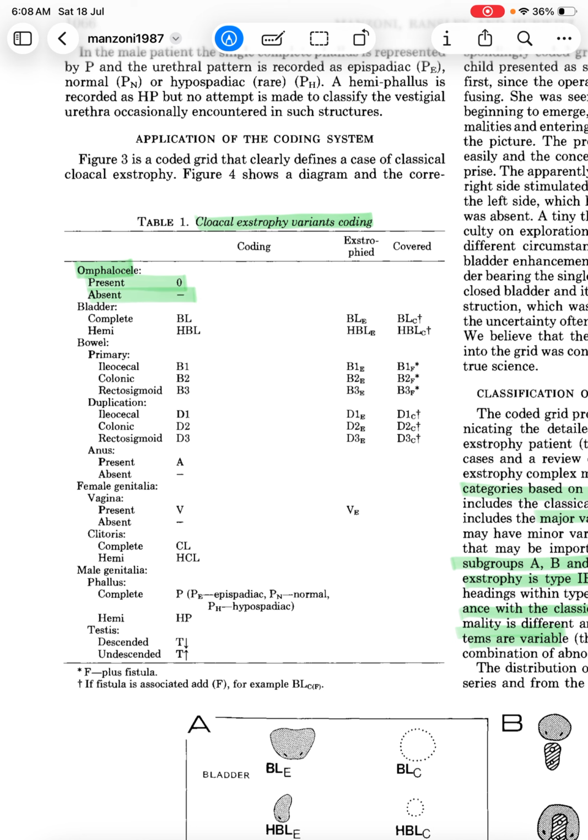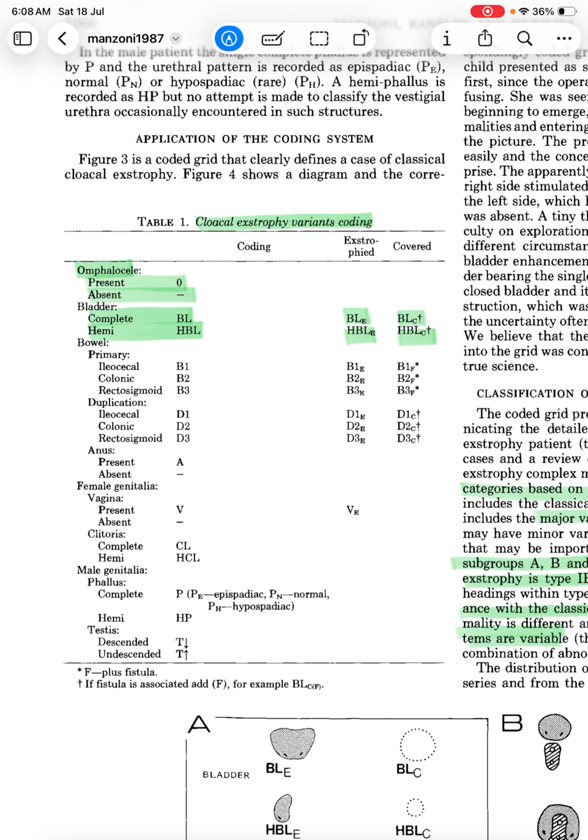The bladder can be complete, or it can be in the form of a hemibladder. Whether it is a hemibladder or a complete bladder, it can be exstrophied or it can be covered. Similarly for the hemibladder, they have put it like this, covered hemibladder or bladder covered. So they have put E or C at the end.